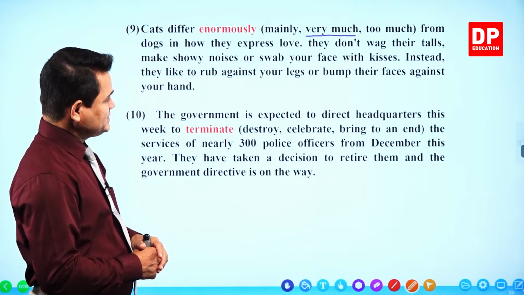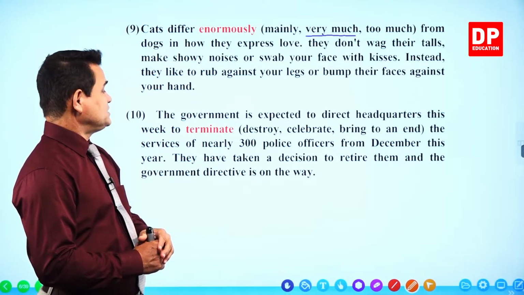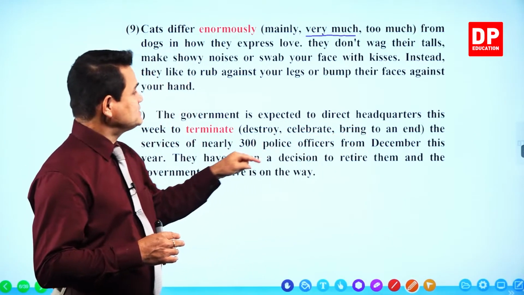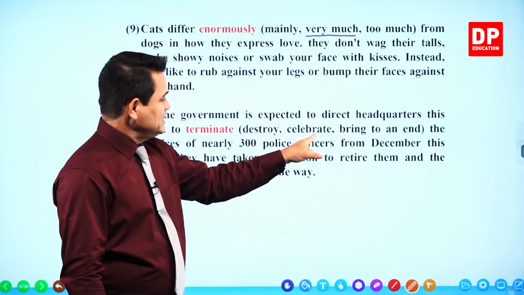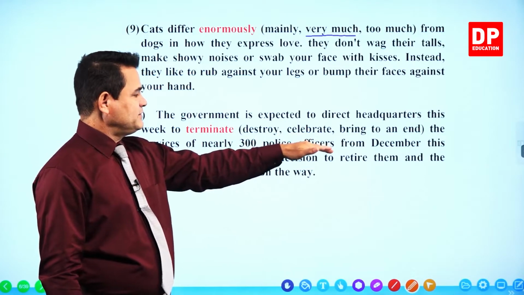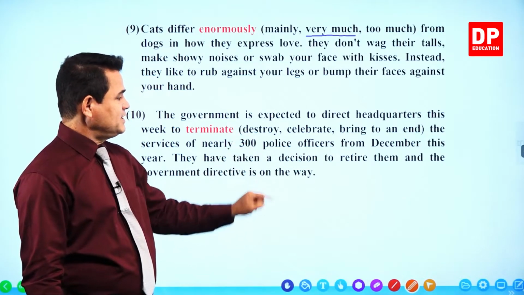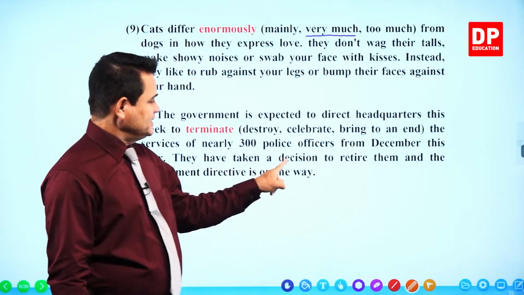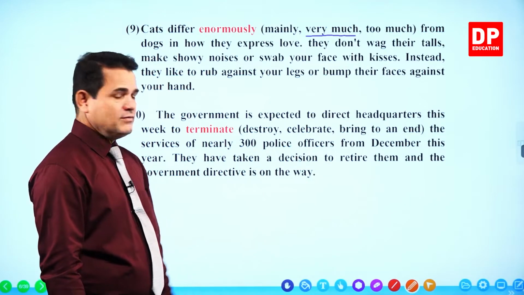The government is expected to direct headquarters this week to terminate the services of nearly 300 police officers. Terminate means to end. What is it? Nearly 300 police officers will be terminated from December this year. They have taken a decision to retire them, and the government directive is on the way.